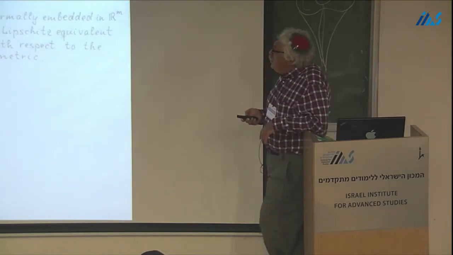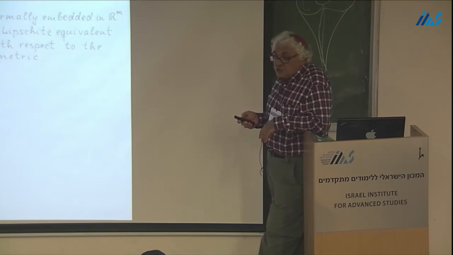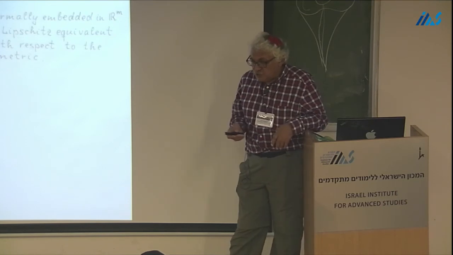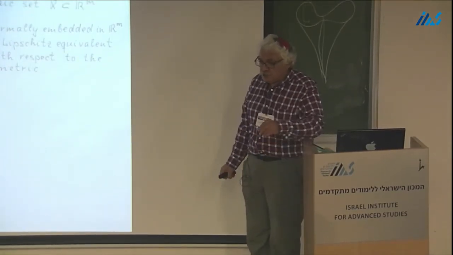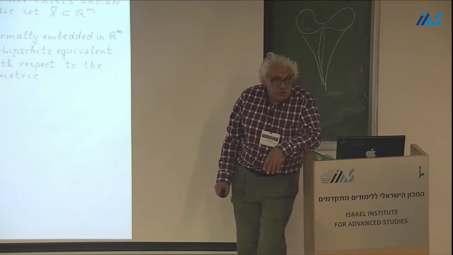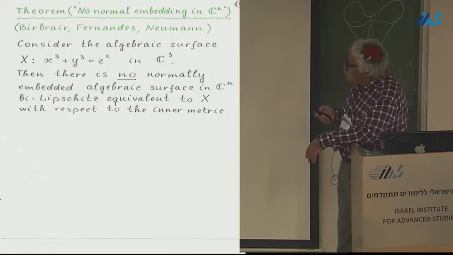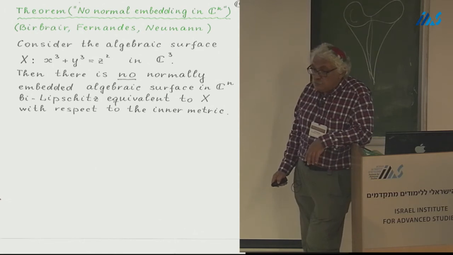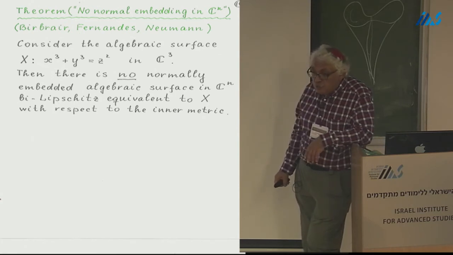Then the question was asked by Tadeusz Mostowski: is there a complex algebraic normal embedding? If you have a complex algebraic set, it is a real semi-algebraic set, so it can be normally embedded as another semi-algebraic set. The question is whether it can be normally embedded as a complex algebraic set. And the answer is no. This is an example. Also, in the list of simple singularities, we have an example that does not admit any complex normal embedding.